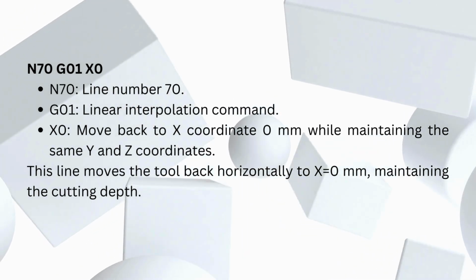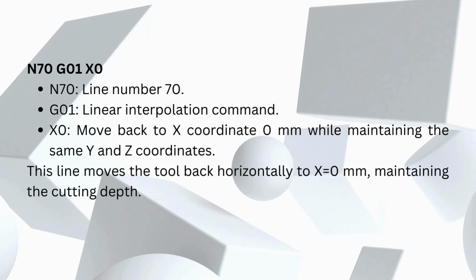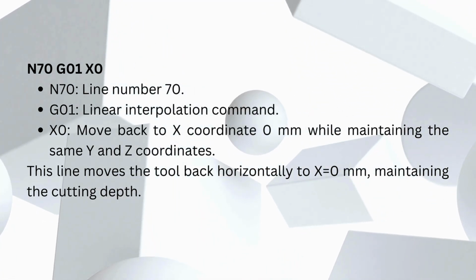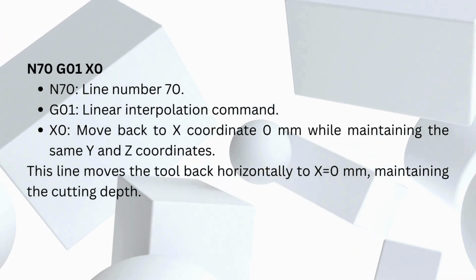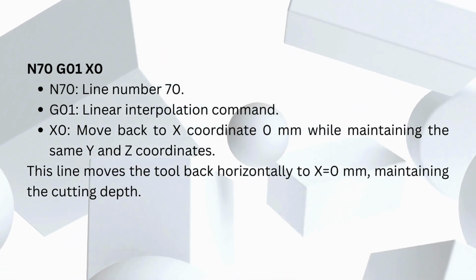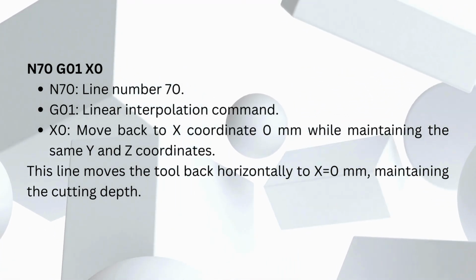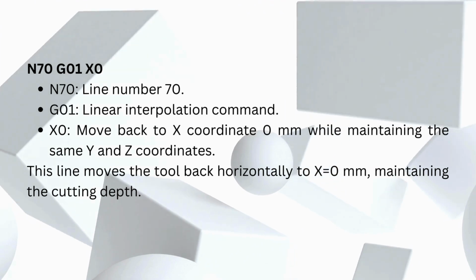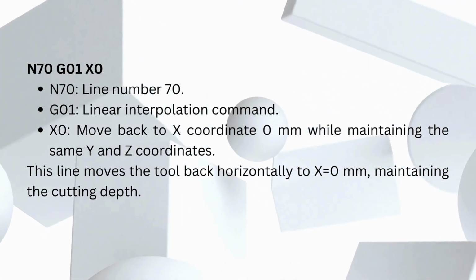N70, G01, X0. N70, line number 70. G01, linear interpolation command. X0, move back to X coordinate 0 mm while maintaining the same Y and Z coordinates. This line moves the tool back horizontally to X equals 0 mm, maintaining the cutting depth.